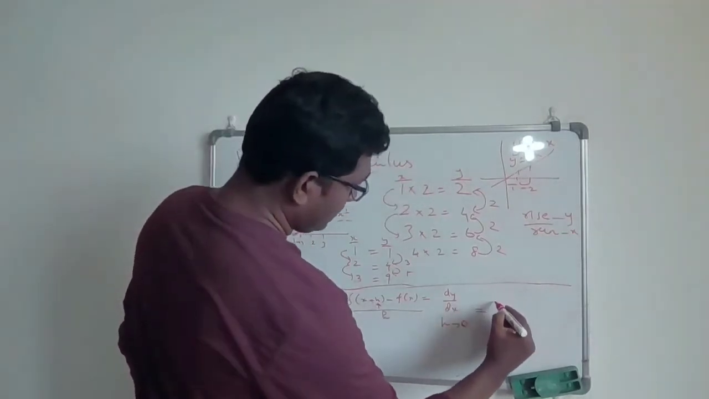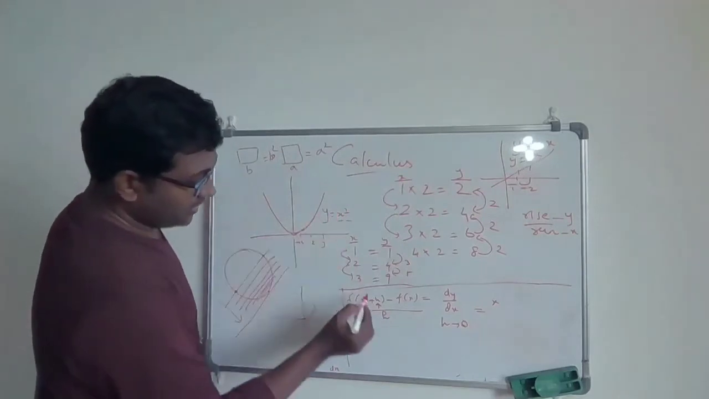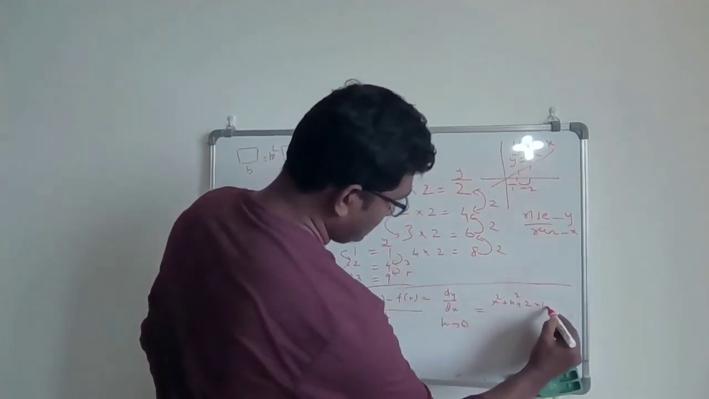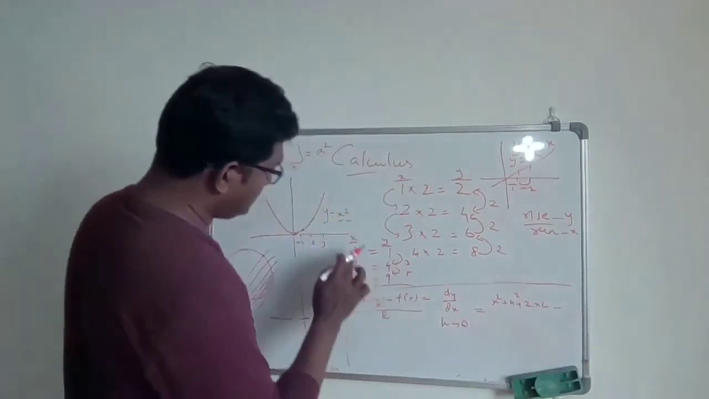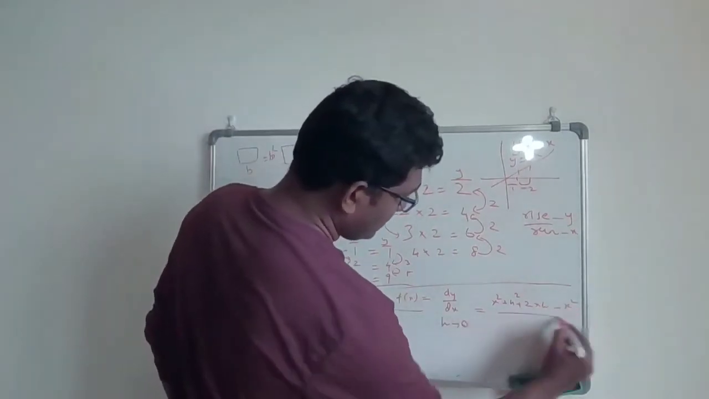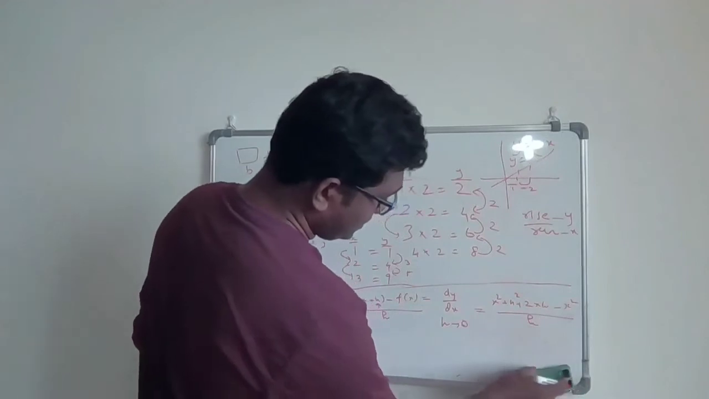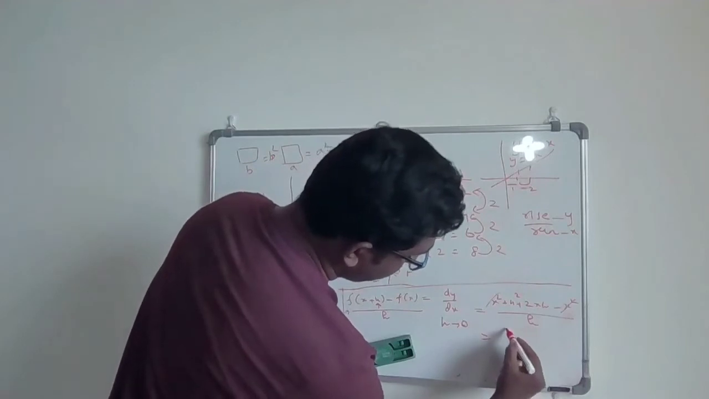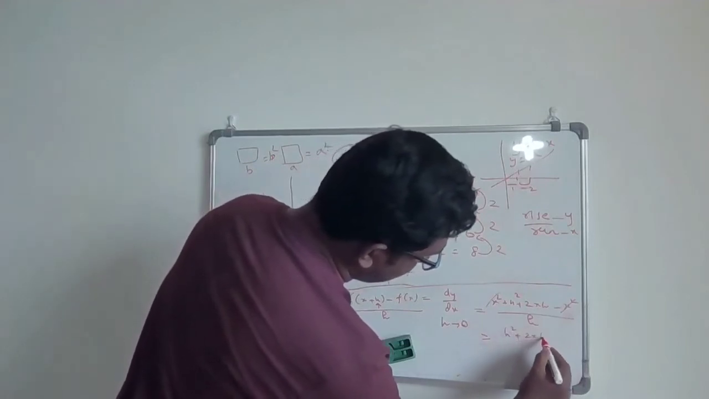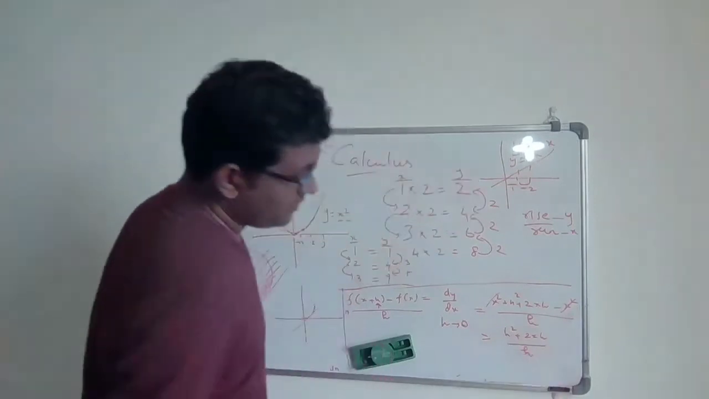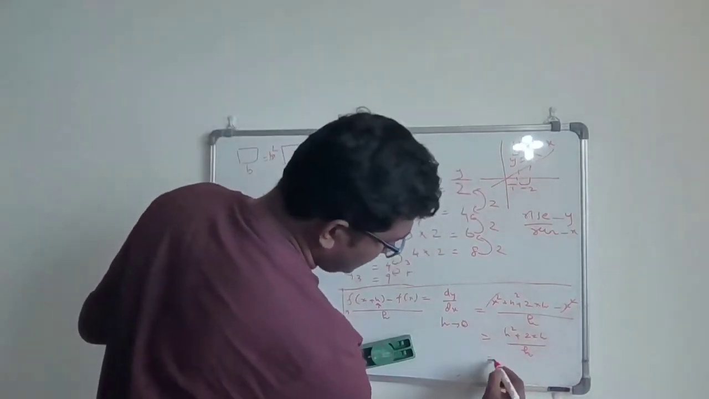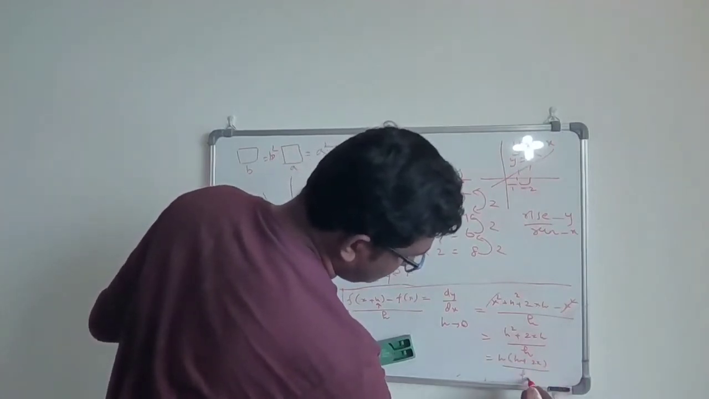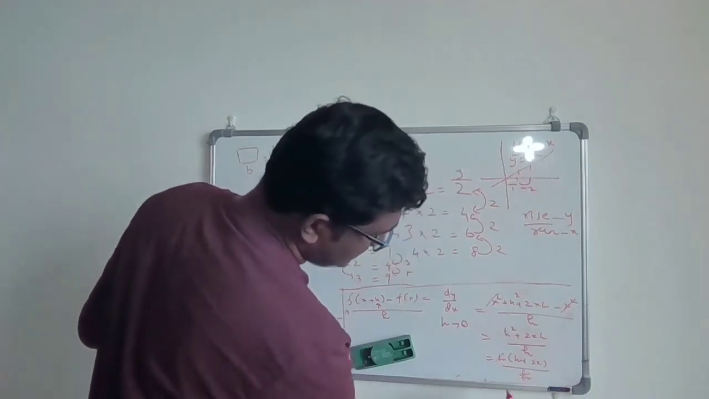If you apply it, what is the function? It's x squared. So this becomes x squared plus h squared plus 2xh, minus f of x, that is your original function, x squared, divided by the small change, that is h. Now if you cancel these two, this becomes h squared plus 2xh divided by h. Now if you take h outside, this becomes h plus 2x, and this h gets cancelled.